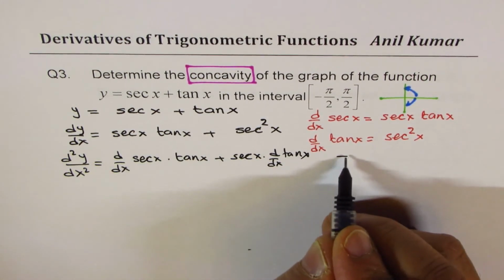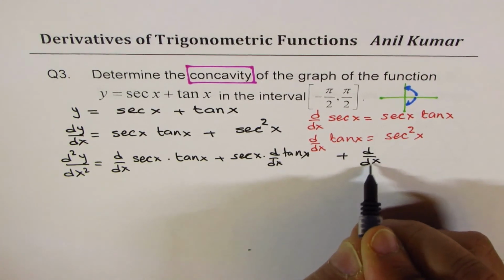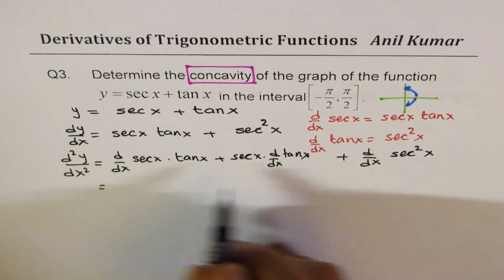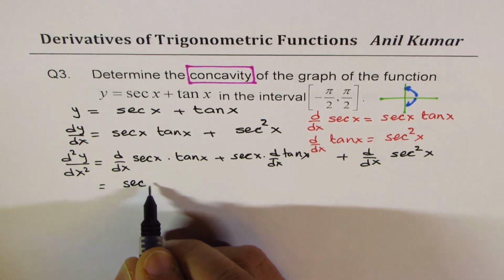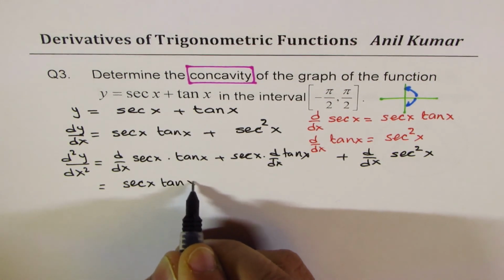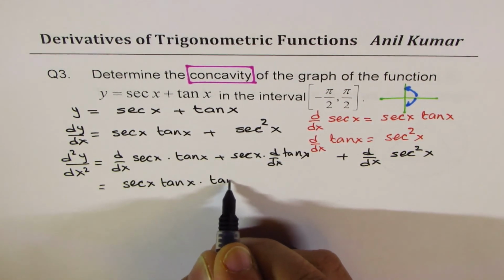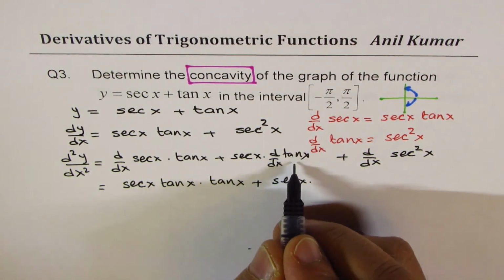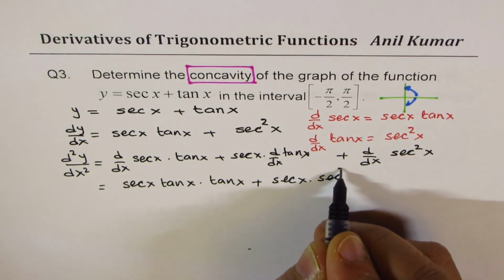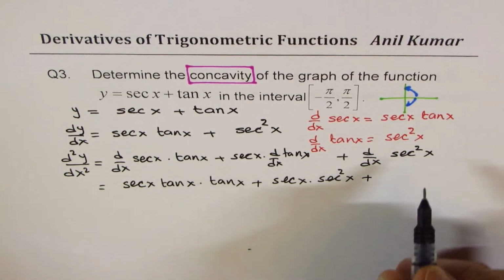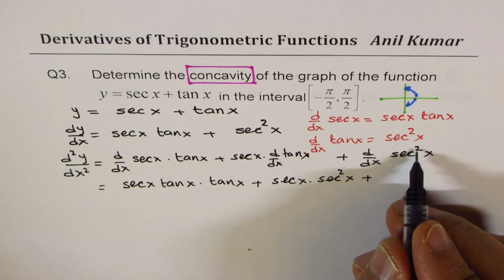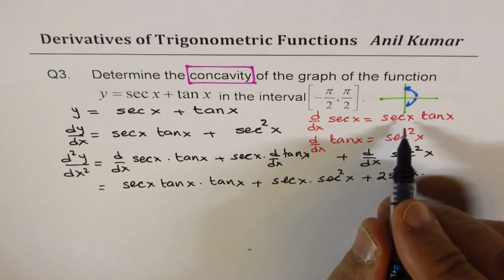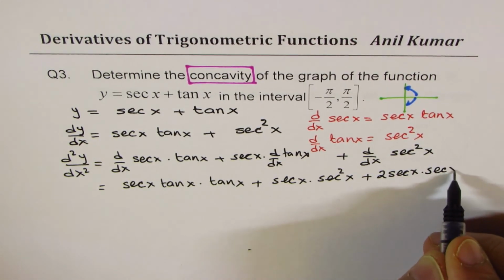So that is the first term, plus the derivative of secant square x. Clear? The derivative of secant x is the product of secant x and tan x. Then we have times tan x, plus secant x times the tan x derivative, which is secant square x, plus secant square x. We'll apply the power rule: 2 times secant x times the derivative of secant x, which is secant x tan x. Is that clear?